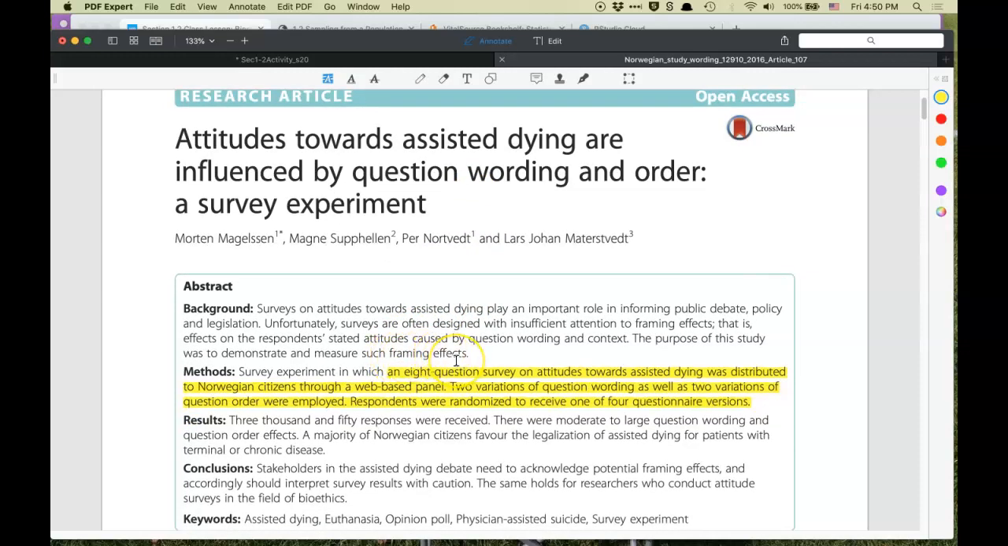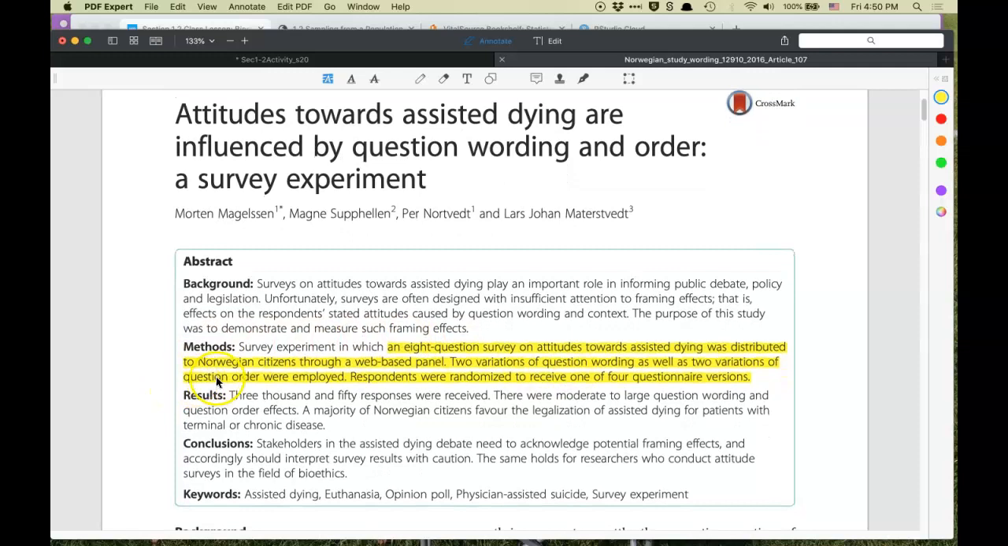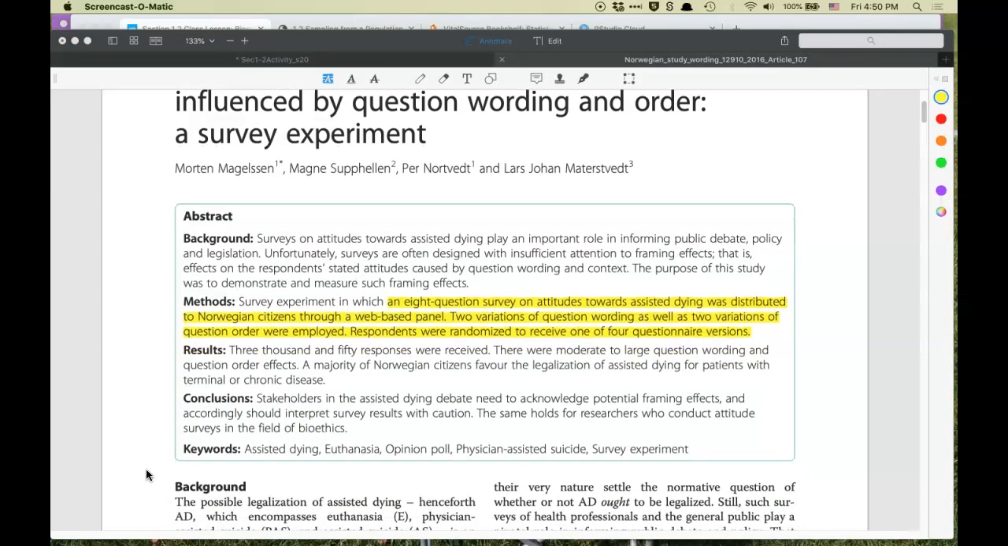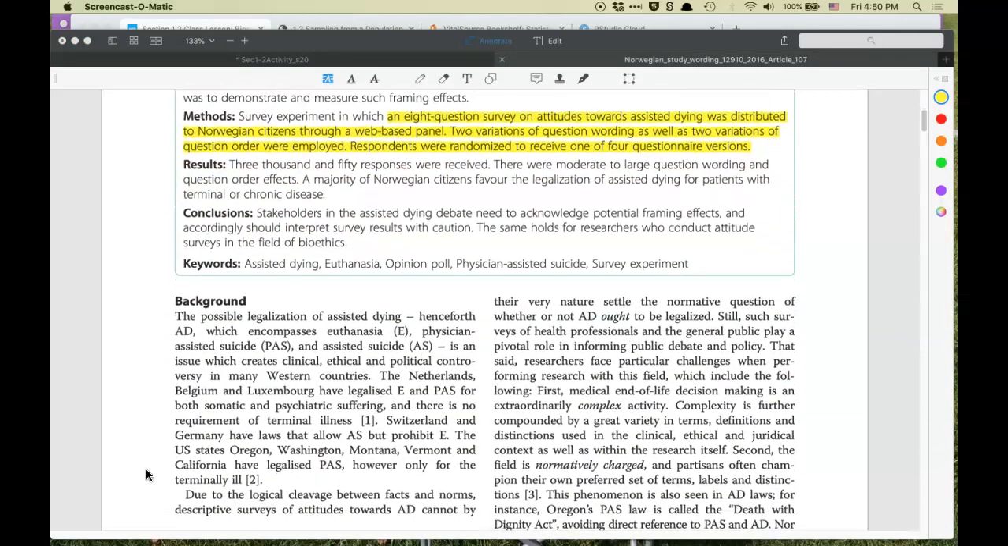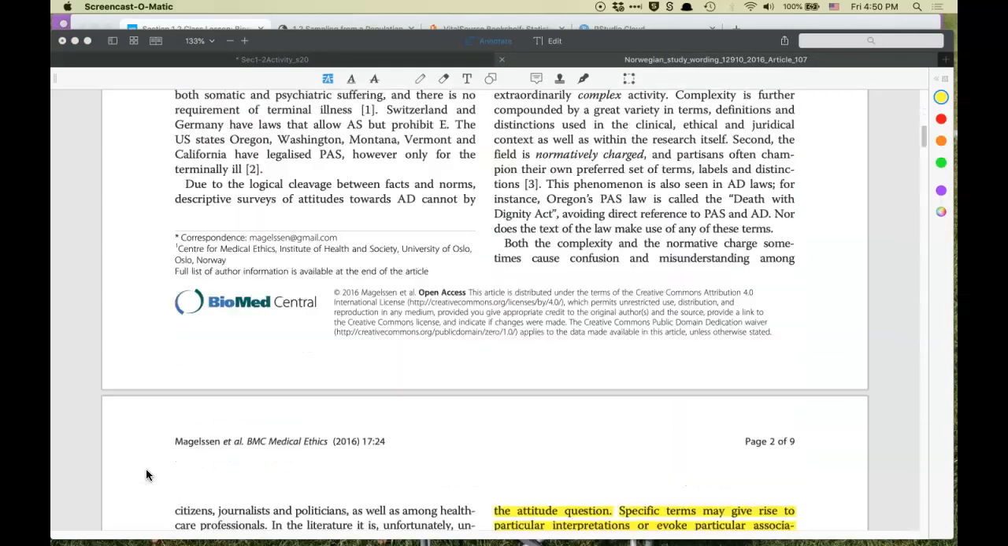The method that was used was a survey experiment, in which an 8-question survey on attitudes toward assisted dying was distributed to Norwegian citizens through a web-based panel. 2 variations of question wording, as well as 2 variations of question order, were employed. Respondents were randomized to receive one of 4 questionnaire versions. So I'm going to just show you a couple things in here that I thought were particularly interesting.